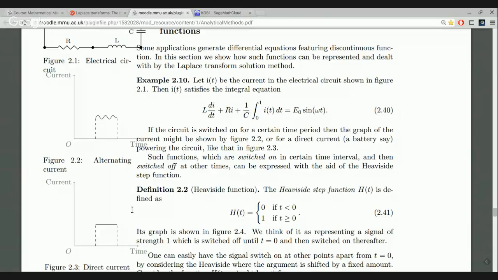So it's going to have that kind of graph. So now we've been able to create a signal which is switched off all the time, except for a certain defined time period, and it's switched on between a and b.